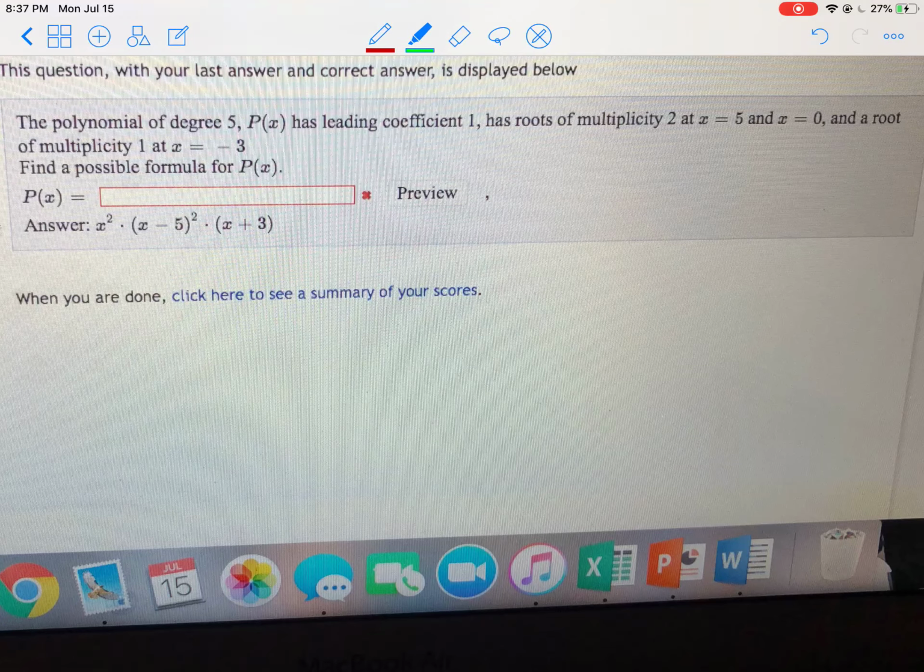Okay, so in this case, you are asked to come up with a polynomial that has certain properties. In particular, you have to know that it has degree 5, a leading coefficient of 1, and then it has to have certain roots. And the way that you do that, I say, is just kind of work backwards. Starting with the roots, we have x equals 5, x equals 0, and x equals negative 3.